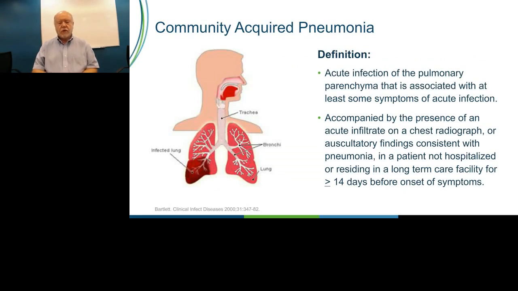So, what is community-acquired pneumonia? I'm sure many of you on the WebEx have heard of pneumonia. Community acquired is different from hospital acquired and so forth. But basically, community-acquired pneumonia is where you acquire an infection of the pulmonary parenchyma, that's part of your lung. And it's an acute infection. Basically it means you've acquired those pathogens in the community, not the hospital. Typically, this is accompanied by the presence of what's called an infiltrate, and I'll show you an infiltrate in a few moments on a chest x-ray.